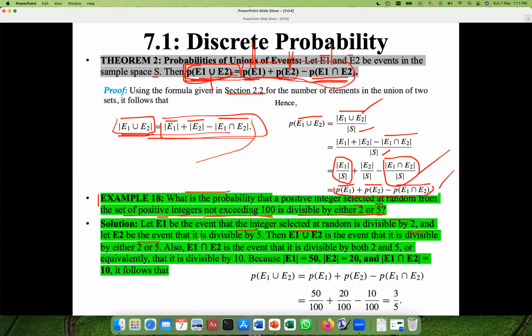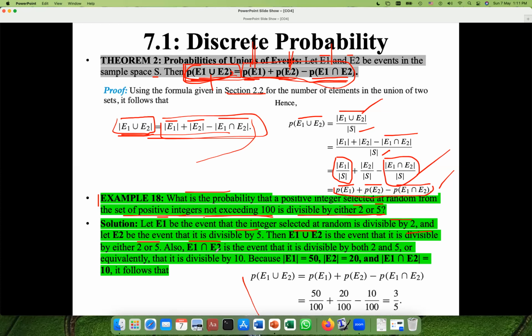And what is E1 intersection E2? We are just explaining. This is just an illustration, just for understanding. Otherwise, this is the answer. If you write it, that is okay, but this is the understanding. What is E1 intersection E2? It is the event in which you have a number that is divisible by 2 and also 5.